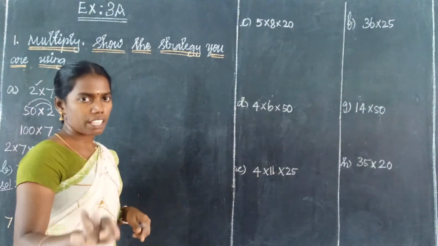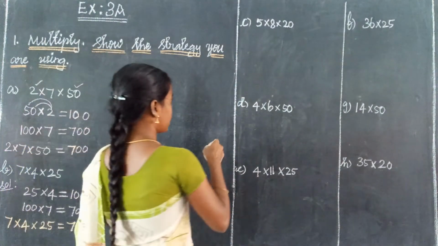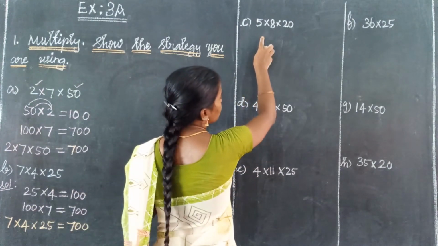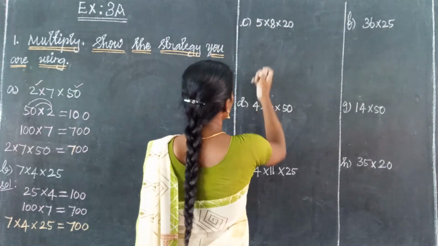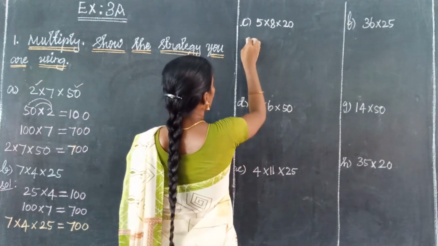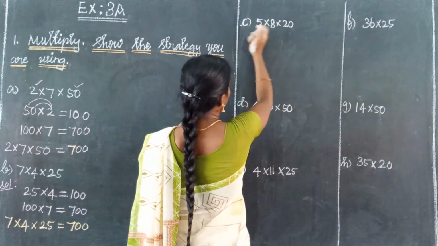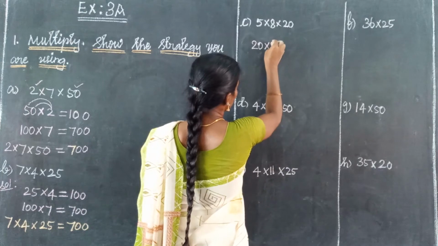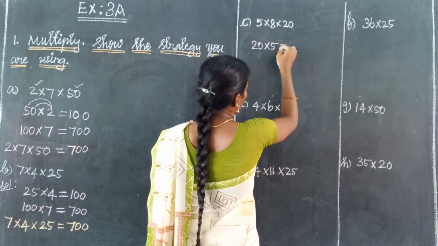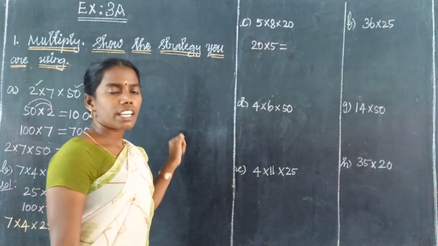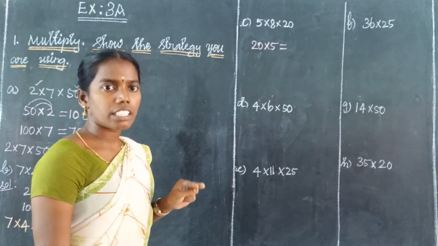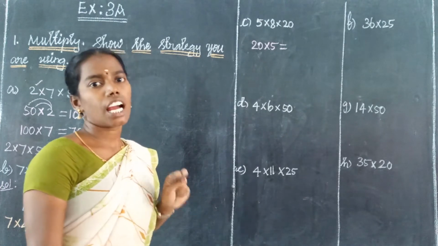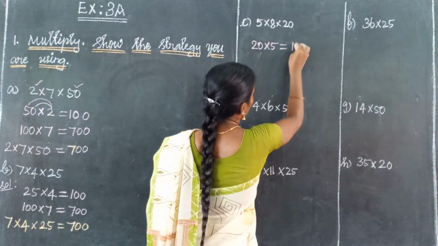And then this is the next problem. This is also 5 into 8 into 20. I am choosing this value 20 into 5. First of all, 20 into 5 is equal to 100. 1 20 is 20, 2 20s are 40, 3 20s are 60, 4 20s are 80, 5 20s are 100. Is it?